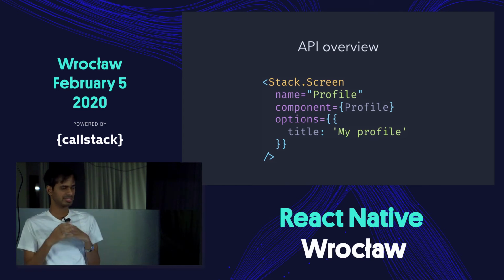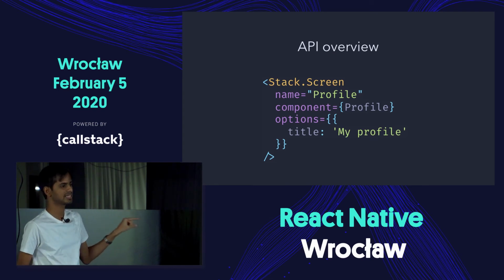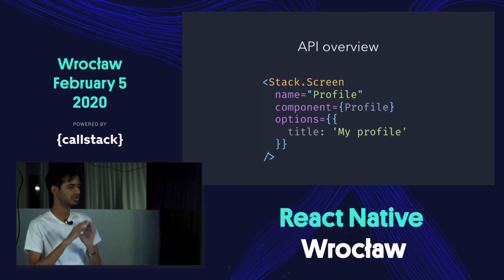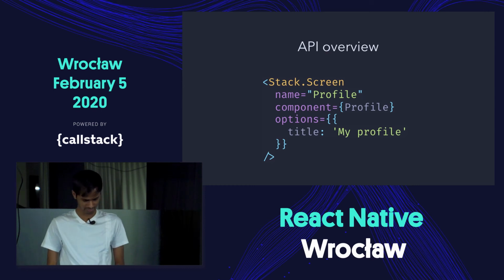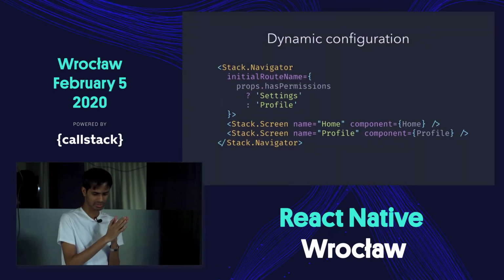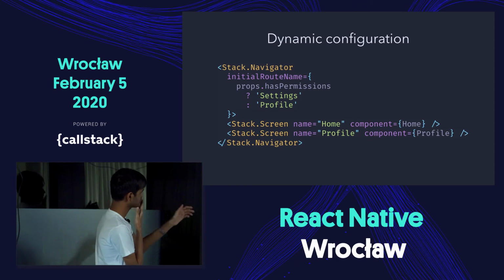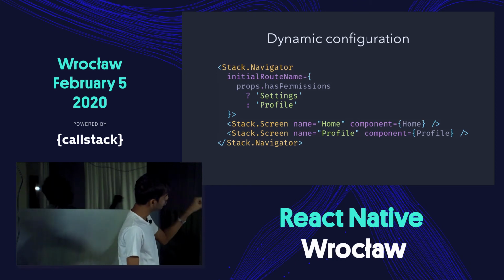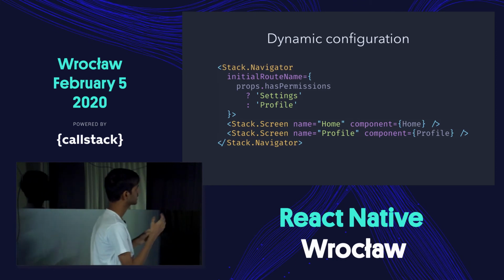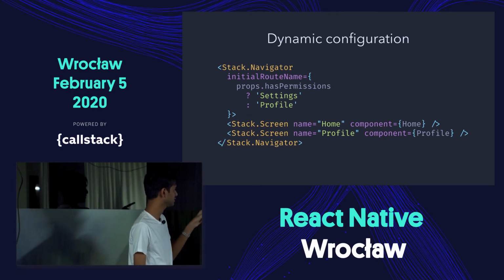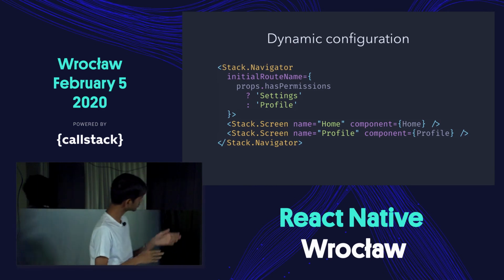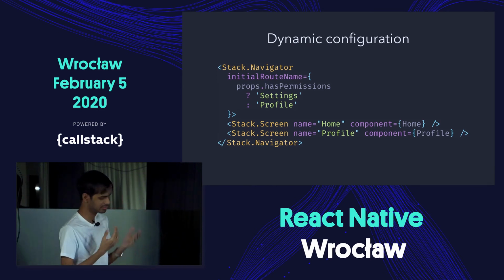The important difference here is that since this is happening inside render, you have access to props, state, and context, and you can fully change the configuration dynamically at any time. For example, say you want to change which screen is visible when the navigator starts. Previously, you could not set the initial route name based on a prop, but now we can do that. Now we can dynamically change it.